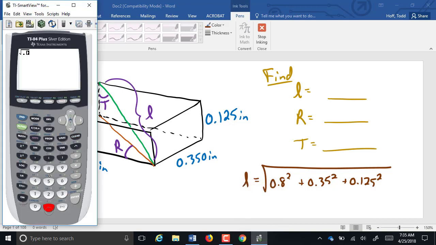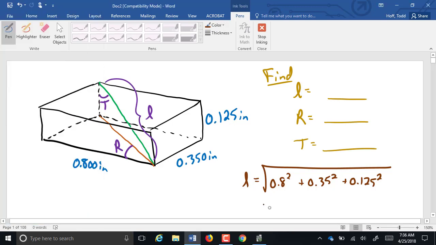Second square root. 0.8 squared plus 0.35 squared plus 0.125. So 0.882 inches.